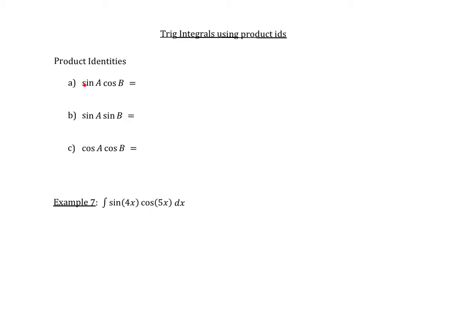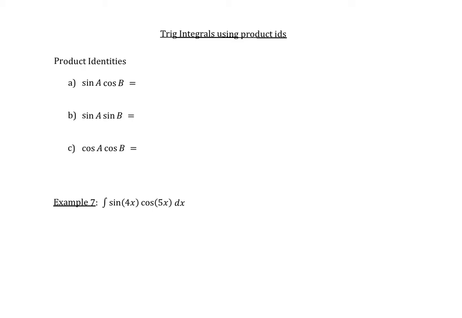So for the first one, you have a sine and a cosine. The angle is always A and B. For the second one, you got two sines, and for the third one, you have two cosines. Okay, so I think the easy way to remember these is to look at the different cases. Now let's look at the right-hand sides of each of these equations.